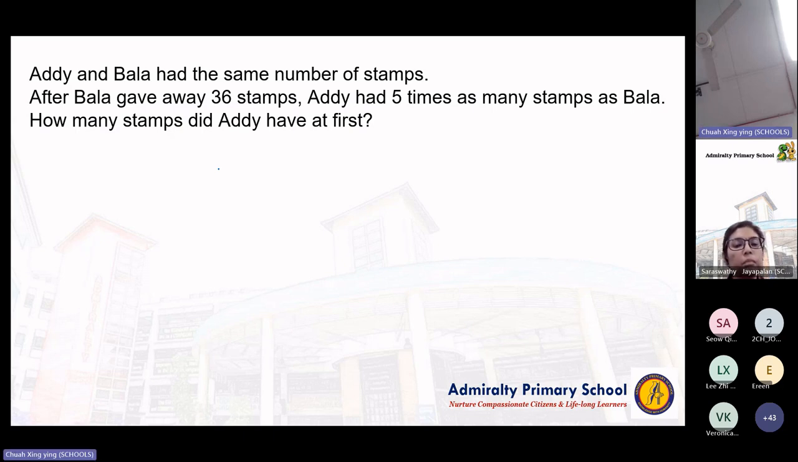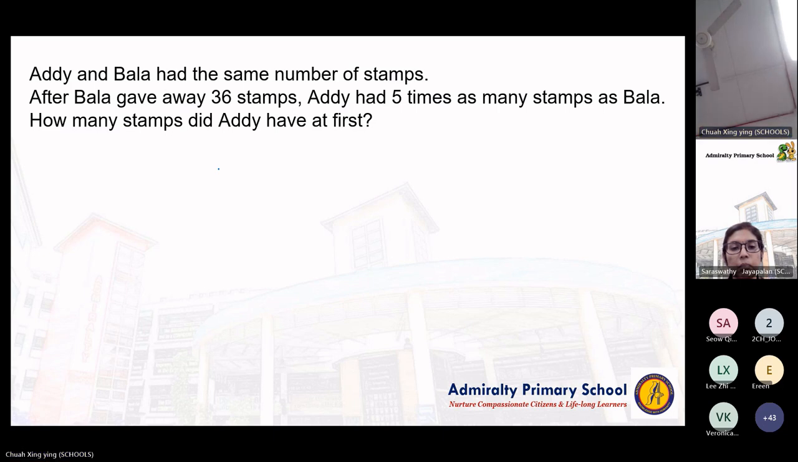Eddie and Bala had the same number of stamps. After Bala gave away 36 stamps, Eddie had 5 times as many stamps as Bala. How many stamps did Eddie have at first? Okay, so remember just now Miss Alana has shown us some of the questions of after, at first. What do we want at first? So all these terms like after, at first, fewer, more, twice, thrice, all these will be exposed in school to your children in the daily lesson.